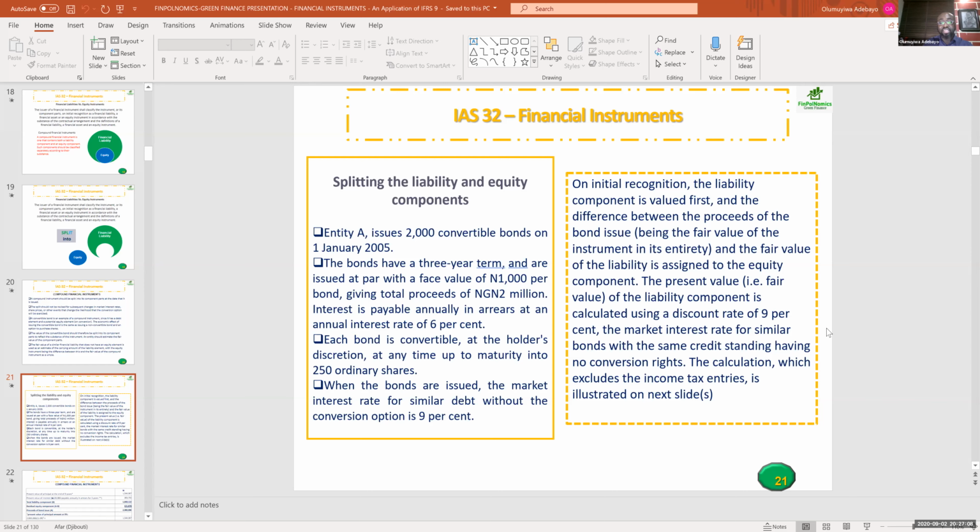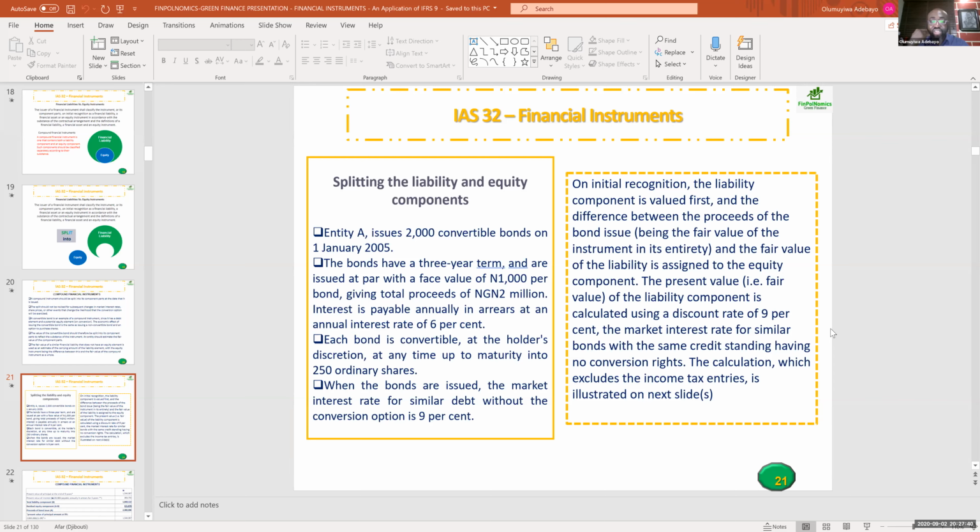When the bonds are issued, the market interest rate for similar debt without conversion option is 9%, which means in this case, they issue it at 3% more than the one for the convertible option. Now, the question then is, upon initial recognition, how much are we going to recognize as liability and how much are we going to recognize as equity? That leads us to this solution.